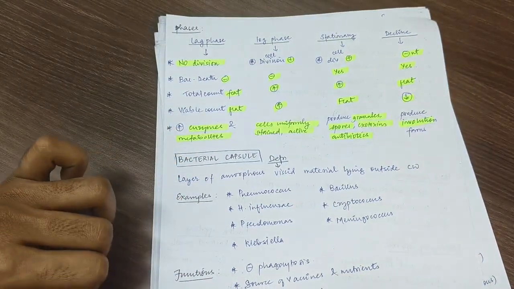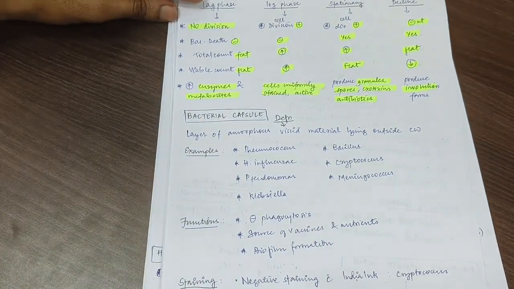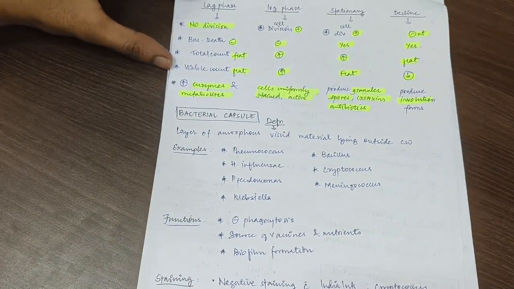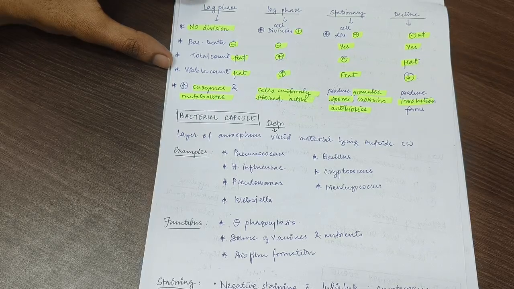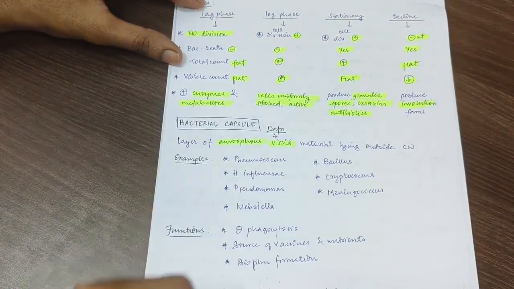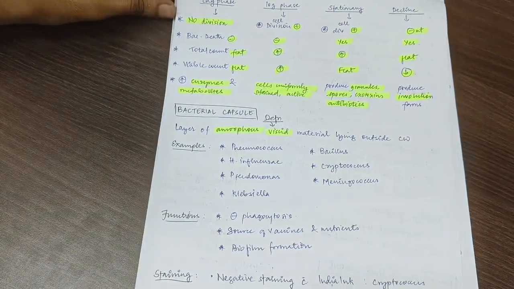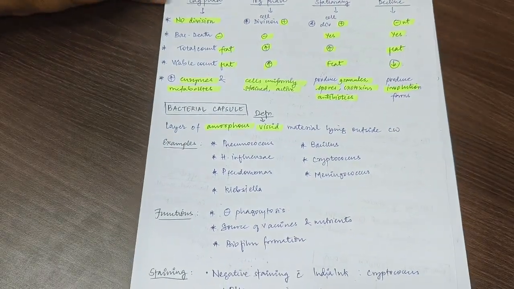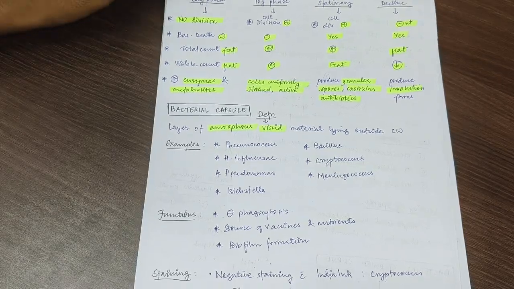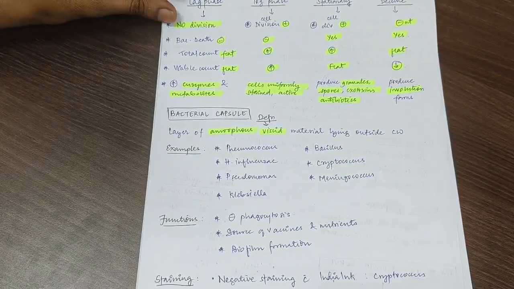Then bacterial capsule. How are you going to define the capsule? Capsule is a large amorphous viscid material lying outside the cell wall. It is amorphous and viscid material which is seen just outside the cell wall.